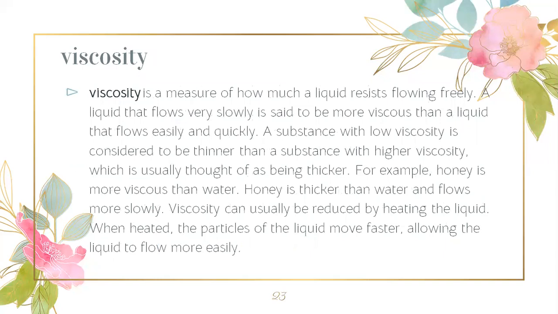And the last one I will discuss is the property of liquid called viscosity. Viscosity is a measure of how much a liquid resists flowing freely. A liquid that flows very slowly is said to be more viscous than a liquid that flows easily and quickly. A substance with low viscosity is considered to be thinner than a substance with higher viscosity, which is usually thought of as being thicker. For example, honey is more viscous than water. Honey is thicker than water and flows more slowly.